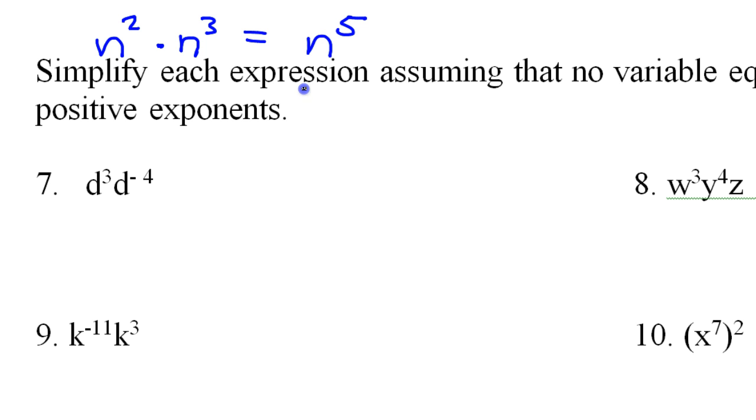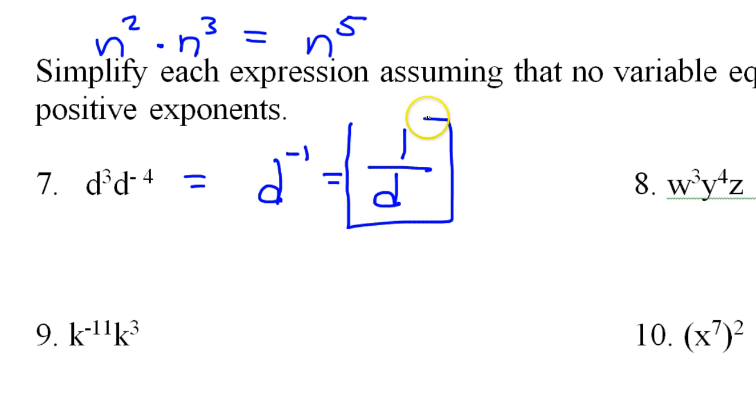Hopefully you were saying or thinking n to the 5th power. So with that in mind, add these exponents. So that's going to be d to the 3 plus negative 4 is negative 1. Okay, but you can't stop there. You have to drop this down to the denominator. So that'll be 1 over d. Okay, negative exponent. Got to drop it down.